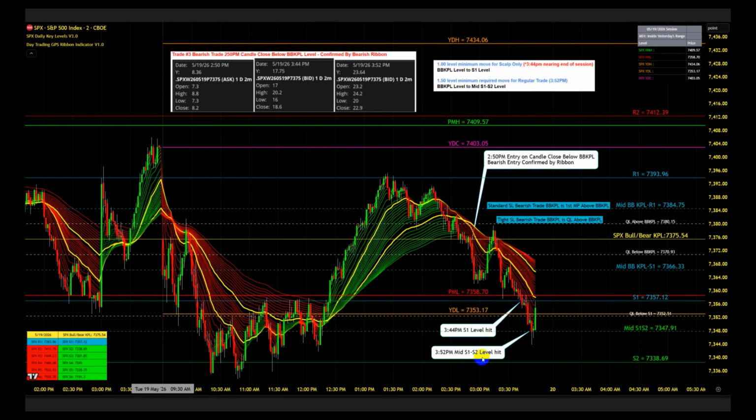Now the trade does end up hitting the mid S1, S2 level before the end of the session here at the 3:52 p.m. candle close here. As you can see, it hits the mid S1, S2. However, the prudent thing to do here is to simply exit the trade here if you were having multiple contracts and wanted to adjust to see if you could get a further down close in your favor before the close of the session.